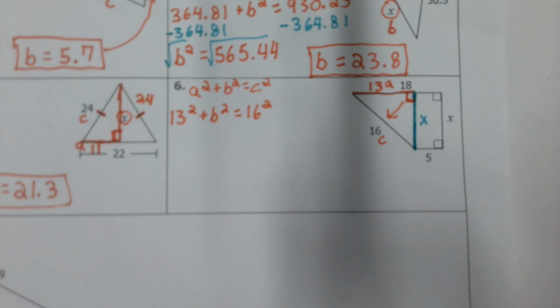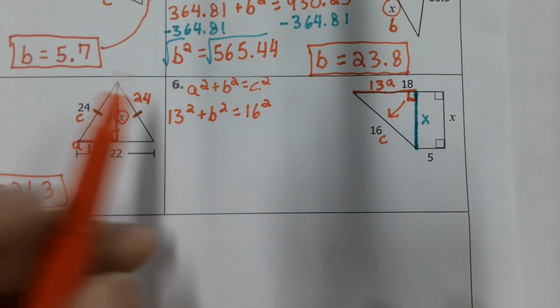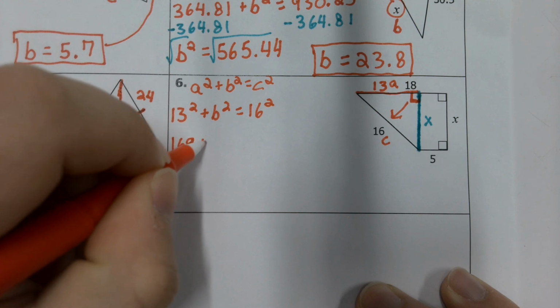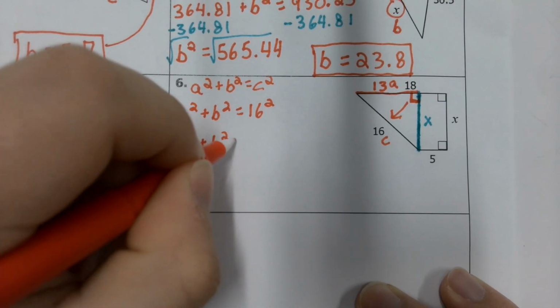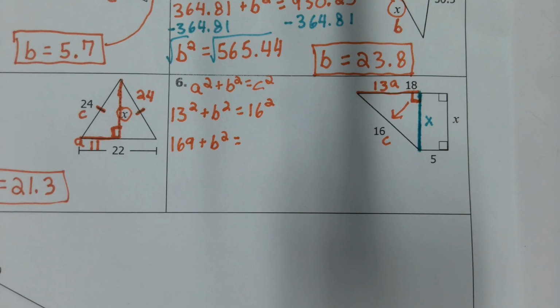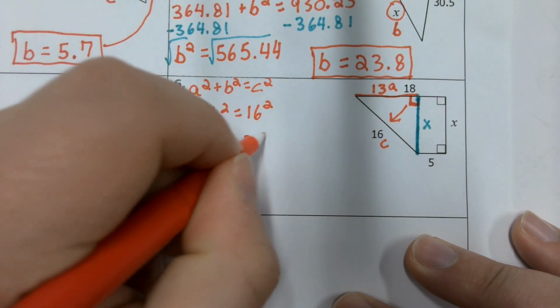So 13 squared is 169 plus B squared equals 16 squared, which I feel like I should know off the top of my head. 256. That's right.